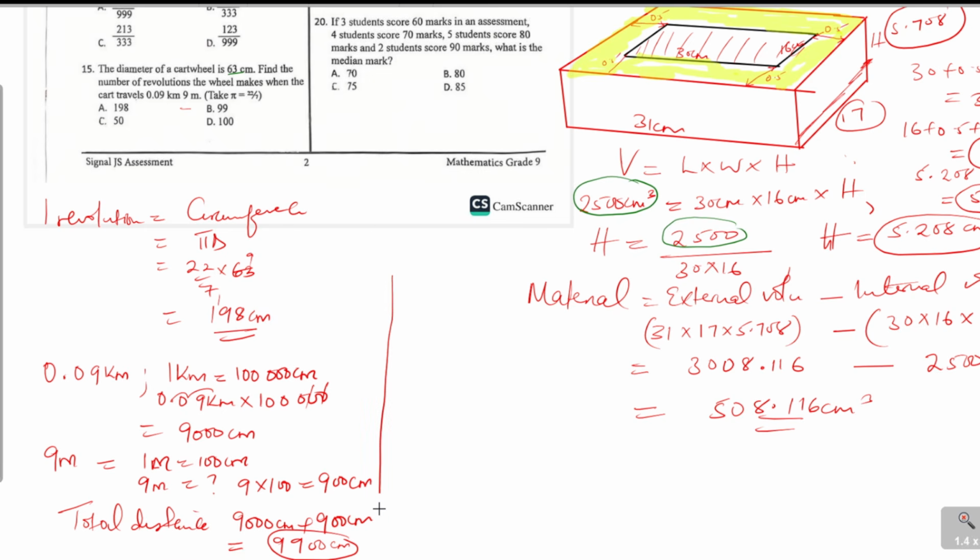Now, how do you get the number of revolutions? You simply say if one revolution is equivalent to the circumference of the circle, which is 198 centimeters, what about this distance? That is 9,900 centimeters. How many revolutions will that be? You simply divide 9,900 by 198. And when you divide this, you will get 50 revolutions. And that is how you're supposed to solve that.